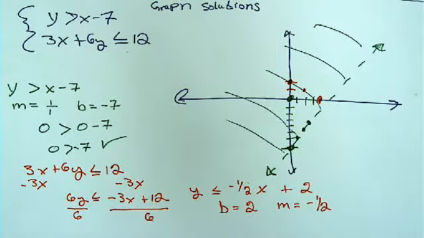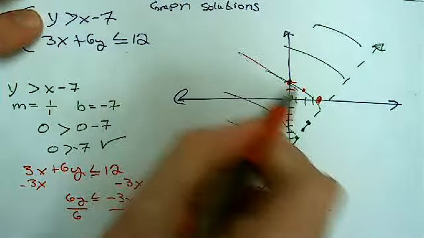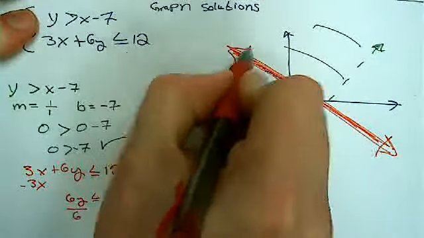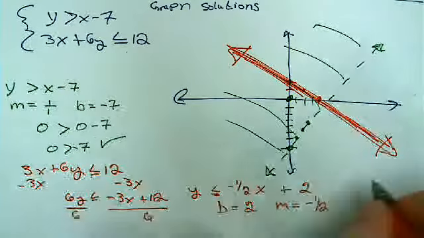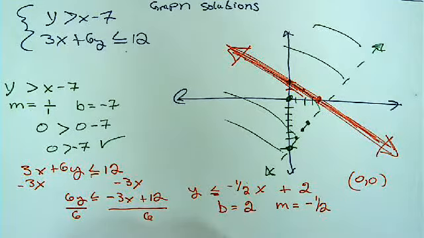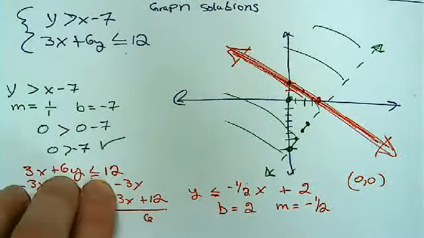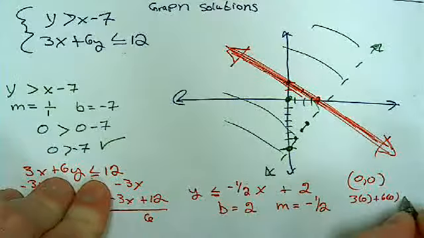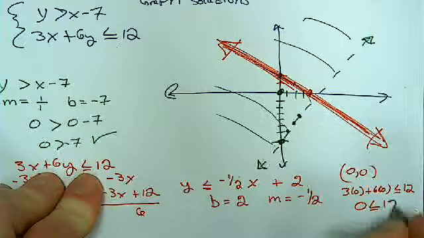Solid line or dashed line? Solid line, because there's a line under it. So solid line. Now I've got to figure out which way I'm shading. What's going to happen when I put in 0, 0? Do I get a true statement or a false statement when I put 0, 0 into this equation? 3 times 0 plus 6 times 0, is that less than or equal to 12? Yeah, I think it is.